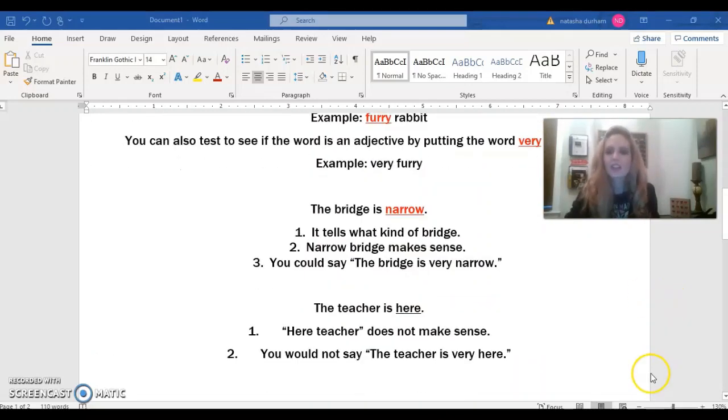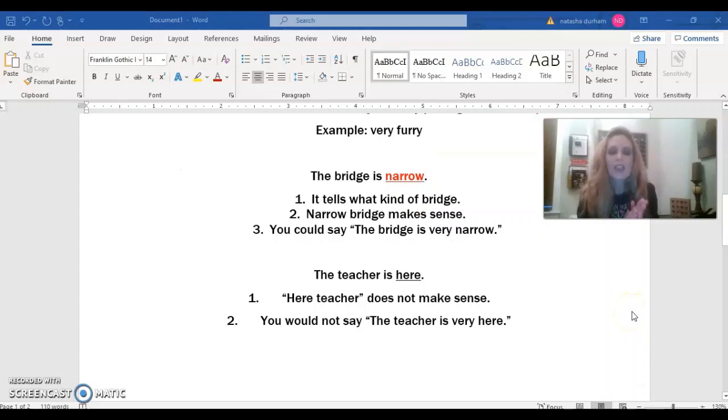All right, let's try another example here. The bridge is narrow. Well, what kind of bridge? Narrow. But narrow comes in the predicate, so let's put our test in place to make sure that narrow is the adjective. All right, so let's start by moving narrow in front of bridge and see if it makes sense. The narrow bridge. Does that make sense? It does. Okay, let's try our next test out. Let's put very in front of narrow and see if it makes sense. The bridge is very narrow.